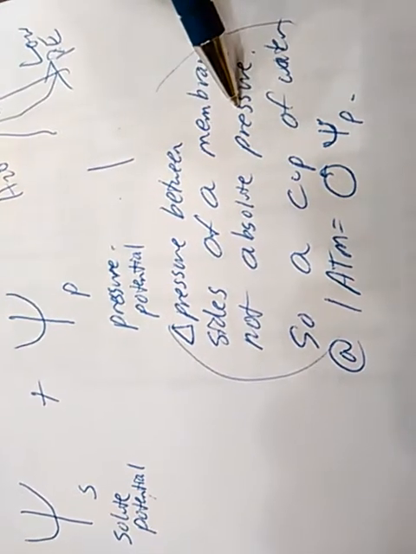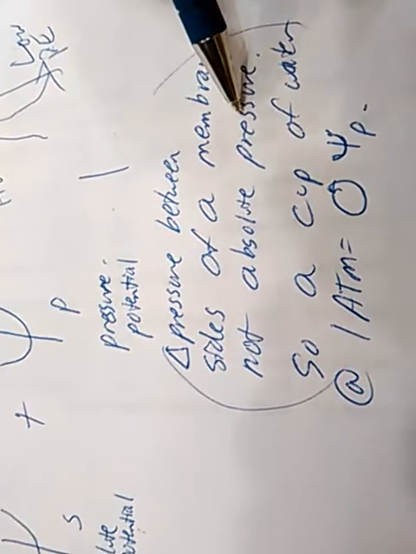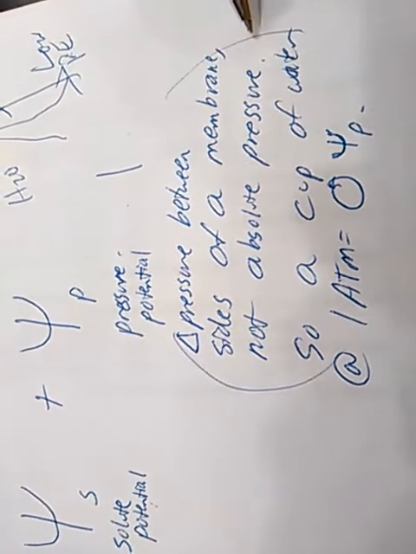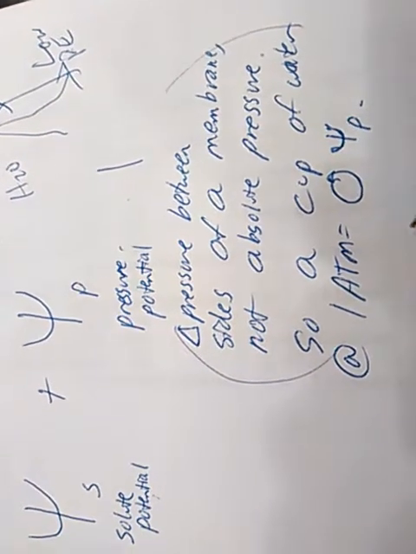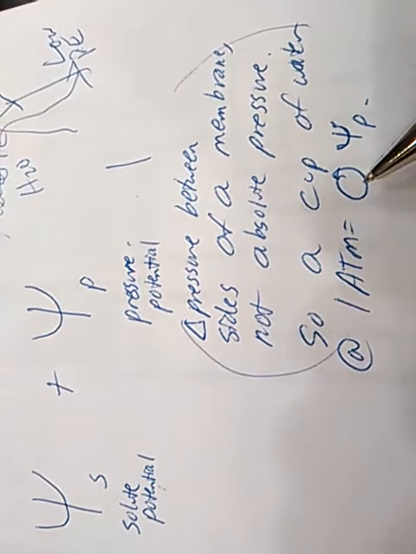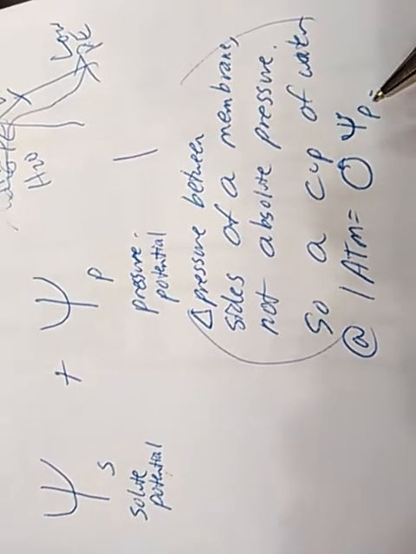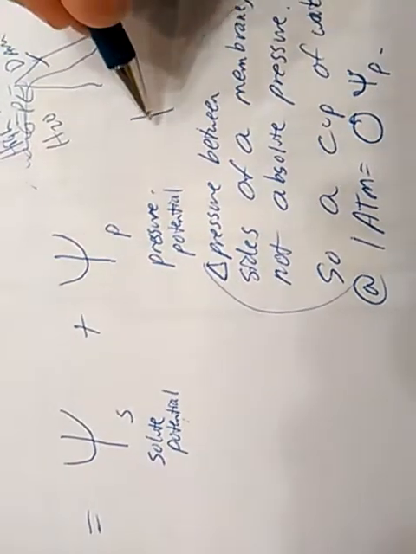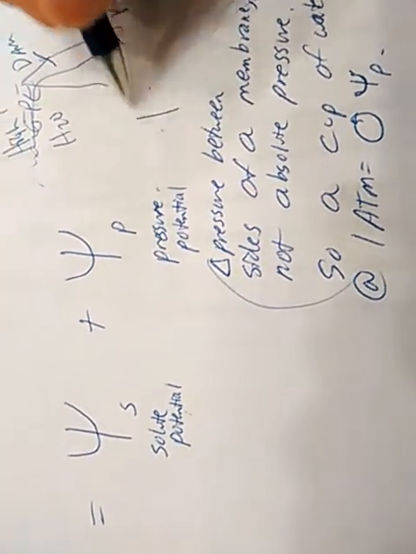I do want to make a note here that we're talking about a difference in pressure between two sides of a membrane, not absolute pressure. Like you and I are underneath the atmospheric pressure, but we don't really feel it because the pressure on the inside of our bodies is the same on the outside. So, for instance, a cup of water just sitting there on your table, even though it's got 1 atmosphere of pressure on it, we would say it's got 0 pressure potential because there's not a difference between two sides of the cup. Let's get into a little bit more on these equations.